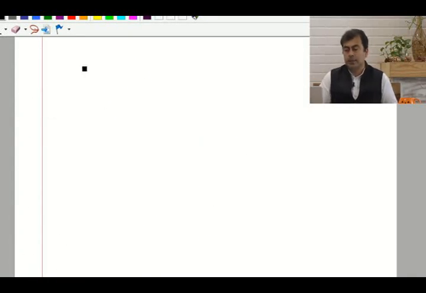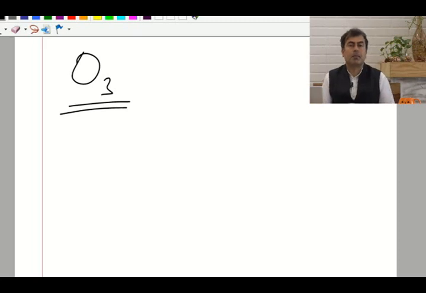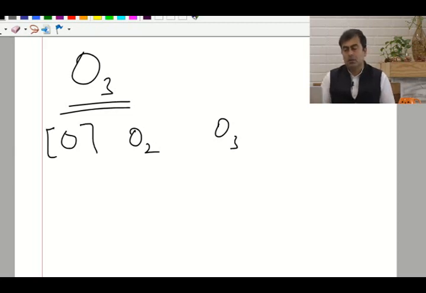ओजोन O3 है। ऑक्सीजन आप जानते हैं, O एटम, molecule is O2, O3. This is an oxygen atom, we can also call it a nascent oxygen, free radical है, not very stable.